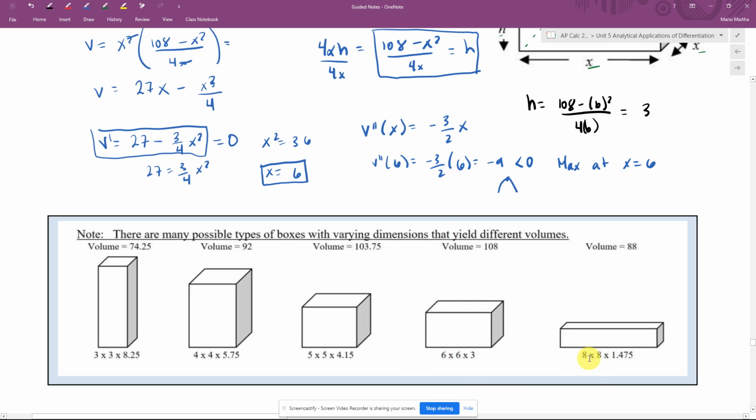If we have 8 times 8, that gives us 88 right there, times 1.745. Same thing here, 5 times 5, and then 4.15. We have less volume, less volume, less volume. Again, this is the only one that gives us that maximum value.